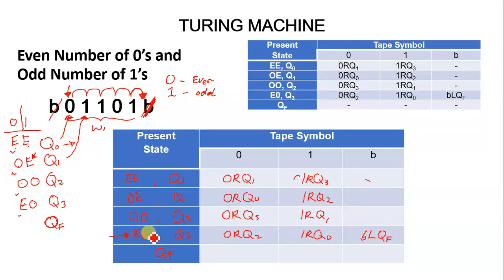At Q3, with an even number of 0s and an odd number of 1s, once we read the blank symbol at this state, we will reach the final state.